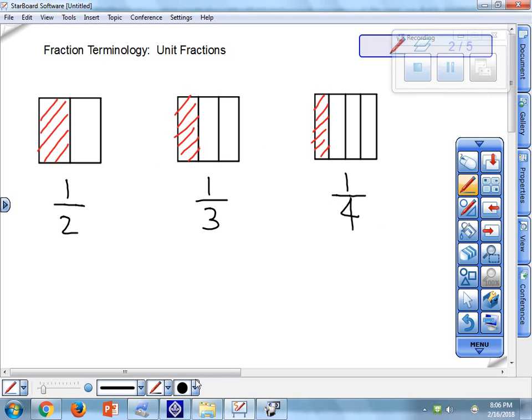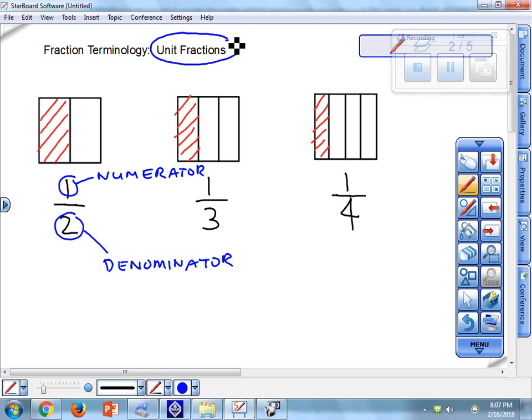I'm going to change the color to go ahead and write that. So this is called the numerator. And the number on the bottom of this notation is called the denominator. So the numerator is on the top and the denominator is on the bottom for this notation that I'm using. So anytime I have a 1 in the numerator and another number in the bottom, these kinds of fractions are called unit fractions, and they're the ones that have a 1 in the numerator.